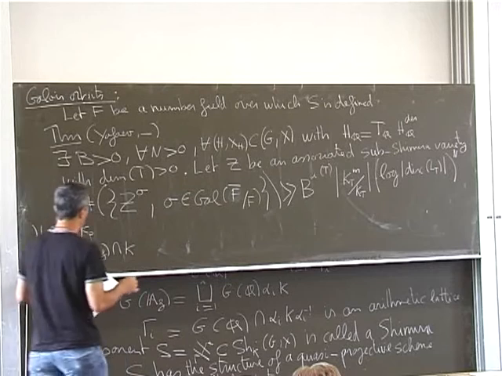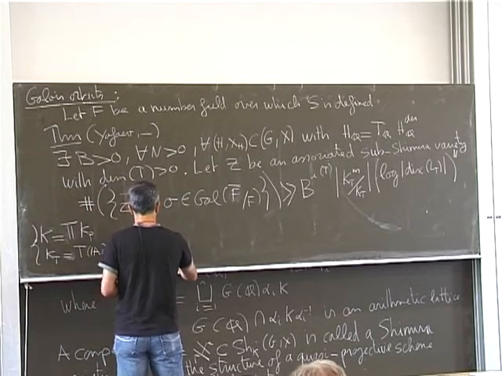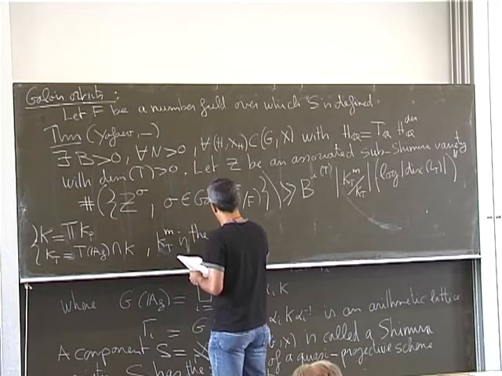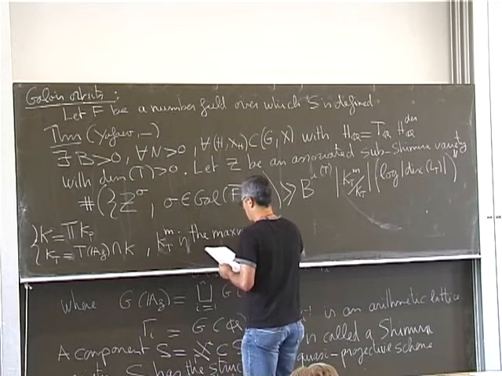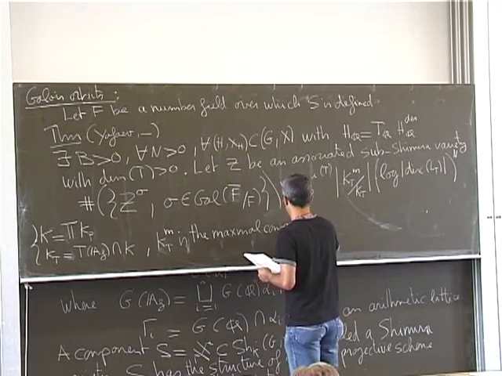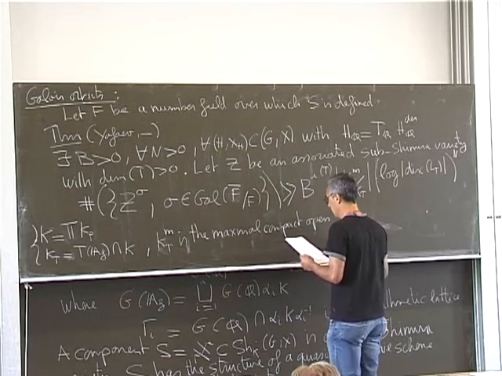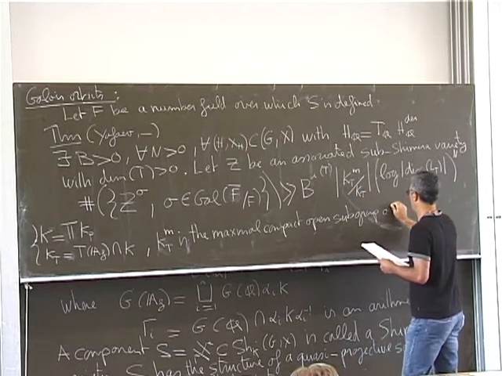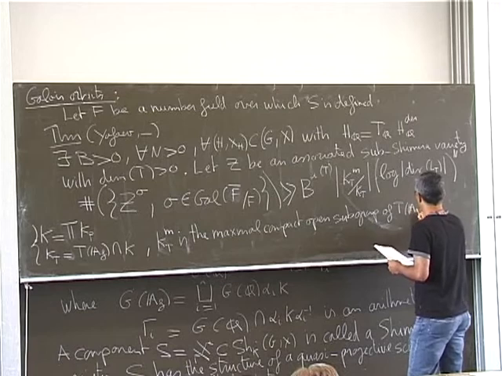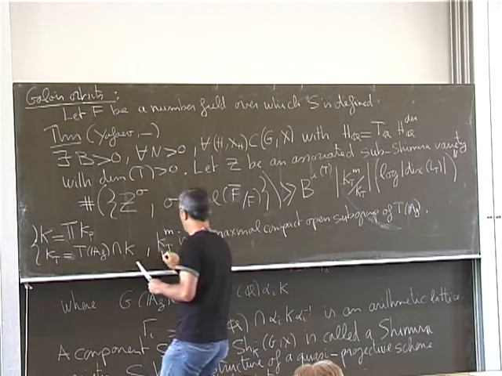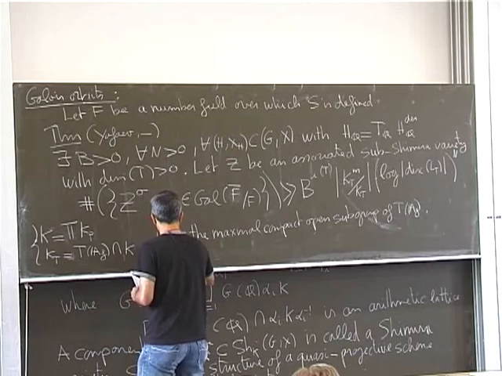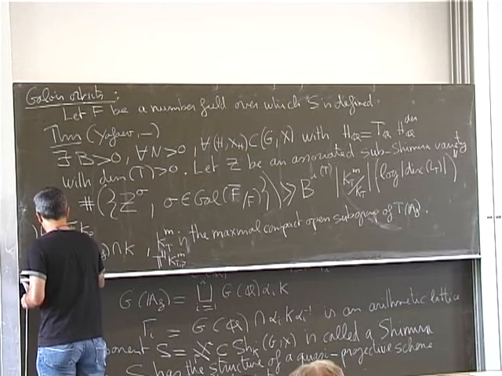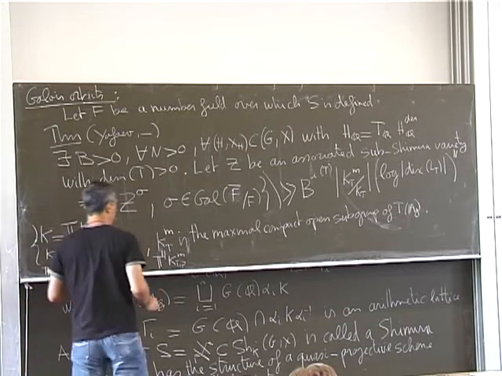And K_T^M is the maximal compact open subgroup of T(A_F). So this is a product for all p of K_{T,p}^M, and this is a product for all p of K_{T,p}.